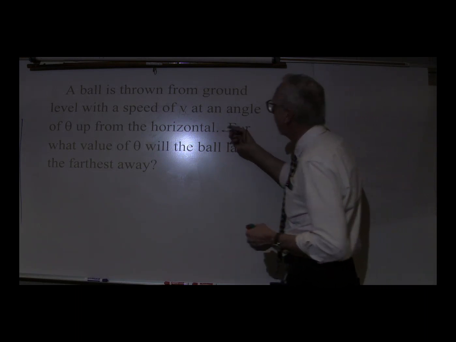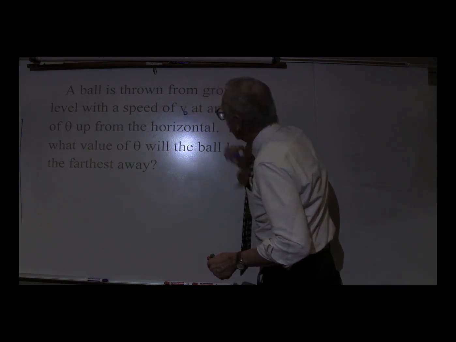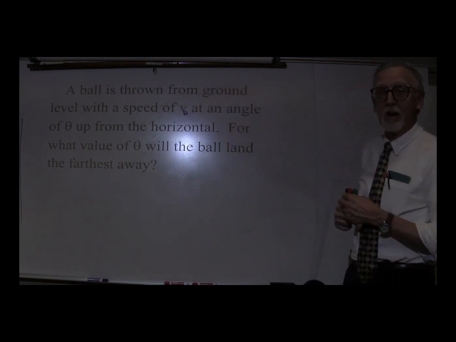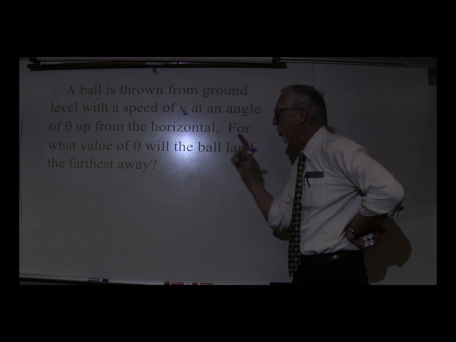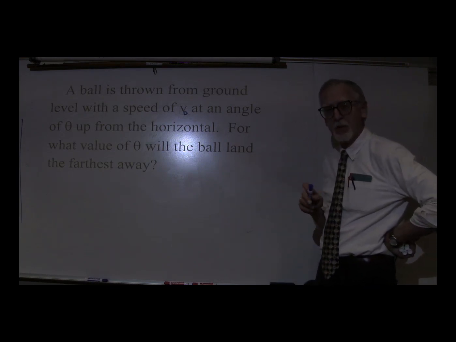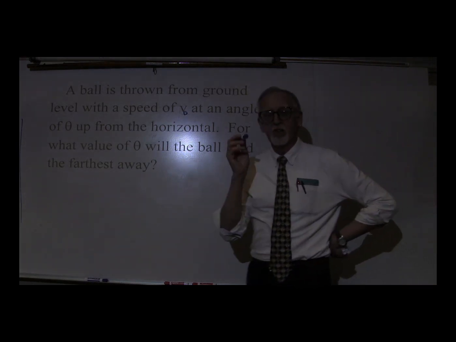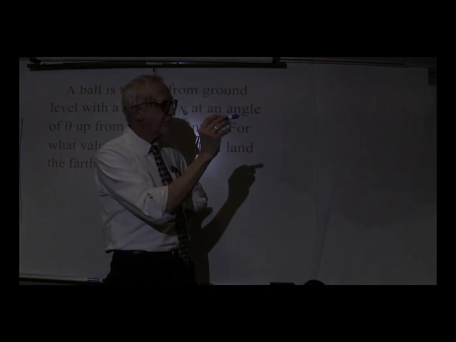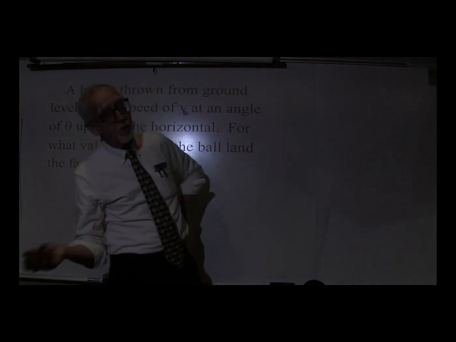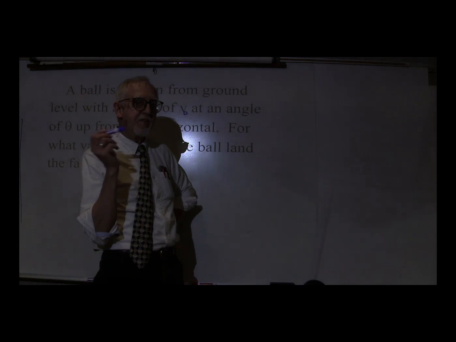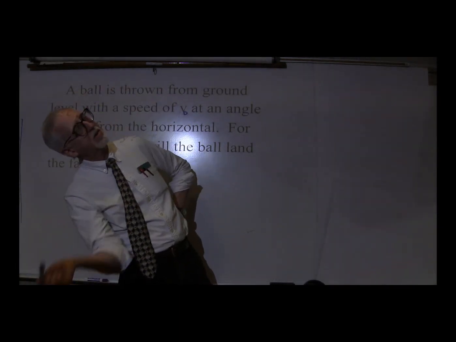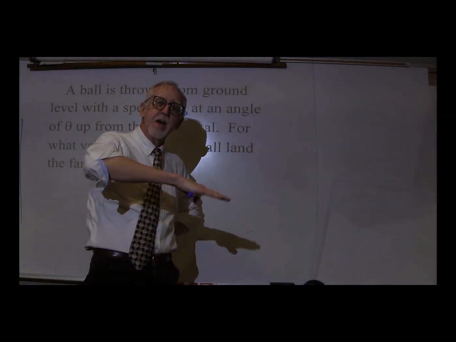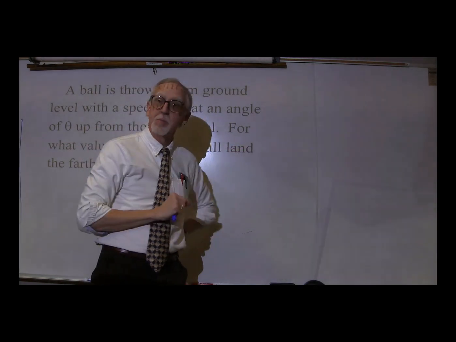We're actually not given numbers, but we're given variables, and we're supposed to try and figure out what value for the variable will maximize the distance thrown. So what's going on here? From ground level, you can throw it at a very small angle, or you could throw it very steeply. Is there an angle at which you get the maximum distance?